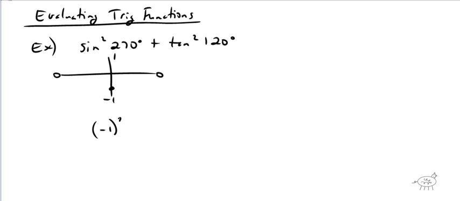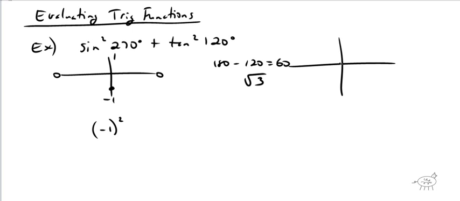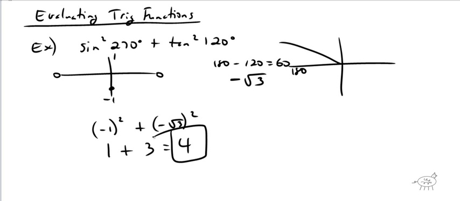So it's negative 1 squared. Okay, tangent of 120. Don't really know, but I have a reference angle. 180 minus 120 is 60. Not a 3-part, so it's just root 3. But where's 120? We're over here, right? Because 180 is here. And it's negative because tangent is negative there. So I truly have negative 1 squared plus negative root 3 squared. Be careful when you square, negative becomes positive. So it's 1 plus 3, which is 4. Okay?